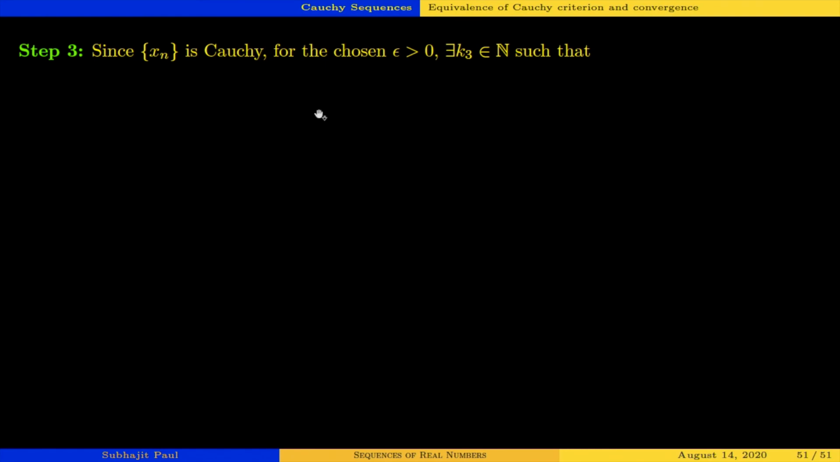So step 3, since xn is Cauchy for the chosen epsilon positive, there exists a K3 such that for all m, n greater than or equal to K3, xn minus xm is less than epsilon by 2. So this is from the Cauchiness. So call K naught equals the maximum of K2 and K3. I want both the convergence of the subsequence from Bolzano-Weierstrass to happen, and Cauchiness also needs to happen.